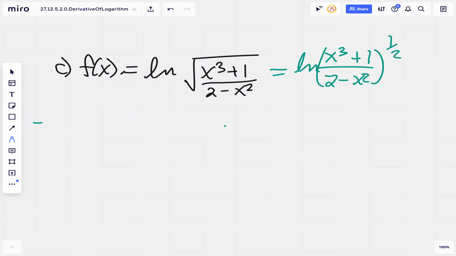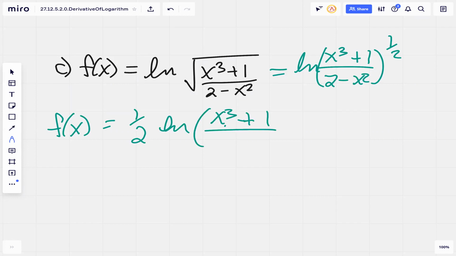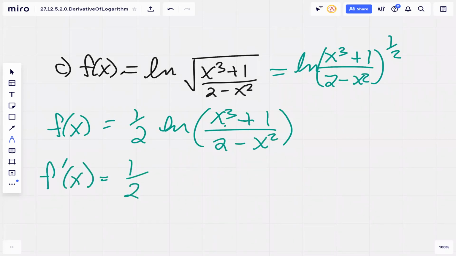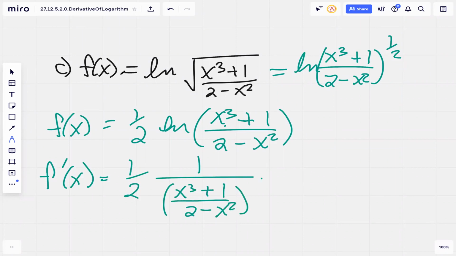Then we can use the property of logarithm and rewrite this as f of x equals 1/2 of ln of (x cubed plus 1) over (2 minus x squared). Now let's take the derivative of this. So f prime of x equals 1/2 times 1 over (x cubed plus 1 over 2 minus x squared) times, again, the derivative of this (x cubed plus 1) over (2 minus x squared). So we're going to use our quotient rule.